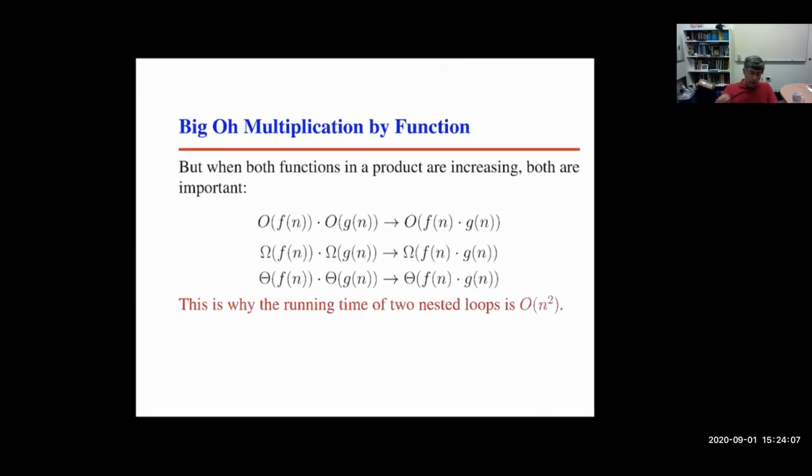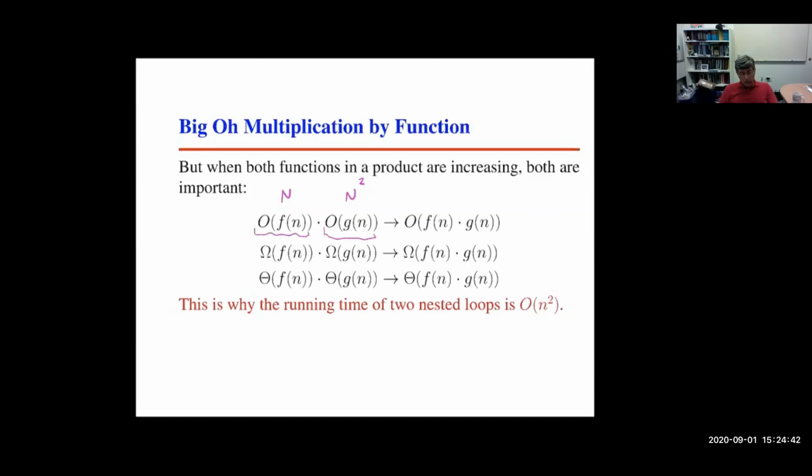Notice that this is not true. We can't ignore multiplication when we multiply functions together. What do we know if we have a function f of n that has the property that it is order n? And we know f of n is order n, and g of n is order n squared. What is the product of something that is order n times order n squared?